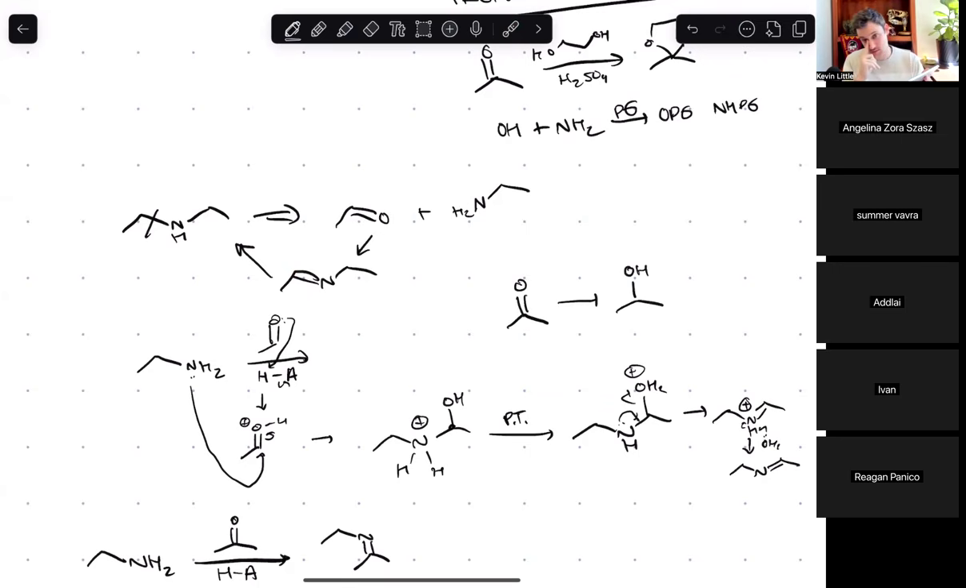What's the difference between these two things? One's an alcohol and one's a ketone. Okay, so what's the difference? The H, like the H and the double bond. Okay, well, how do I get from one to the other? How do I do this reaction?